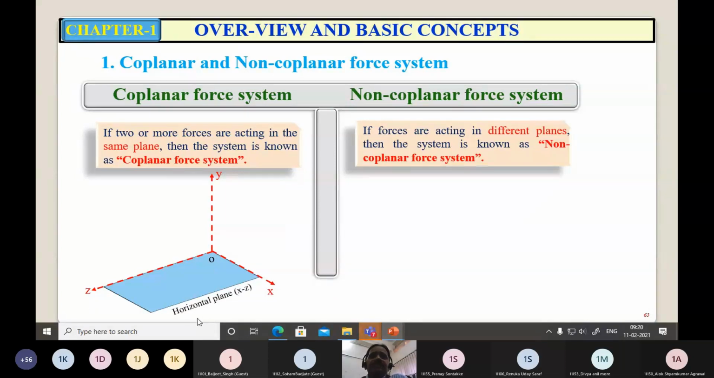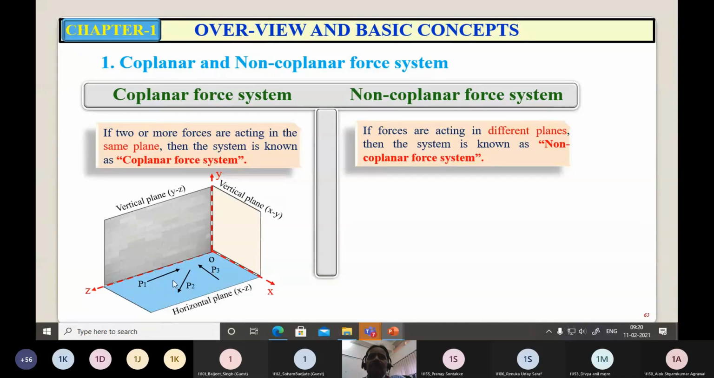Now here, XZ is the horizontal plane of the room. This XY is a vertical plane. Similarly, YZ is the vertical plane of that particular room. So here we have three different planes, two vertical planes and one horizontal plane. Now I have shown three forces, P1, P2, and P3, acting in the horizontal plane XZ. All these forces are acting in the same plane, that is the XZ plane, so I can call this group of forces a coplanar force system.